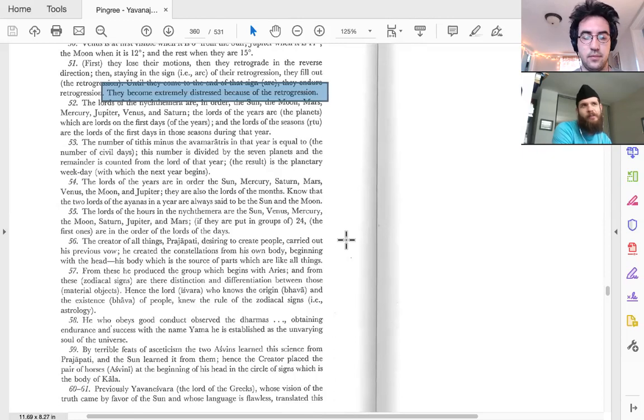Rajasic is just plain, you're just being a human. Tamasic is you're being too human. And Sattvic would be like you are a saint, right? You're a saint. It's always very interesting how the classics, specifically now that I'm reading more Hellenistic, treat retrogrades.